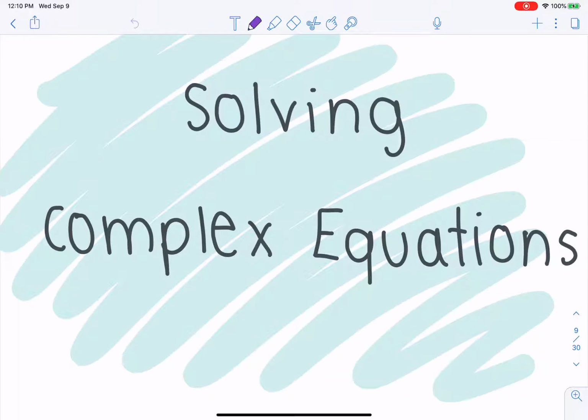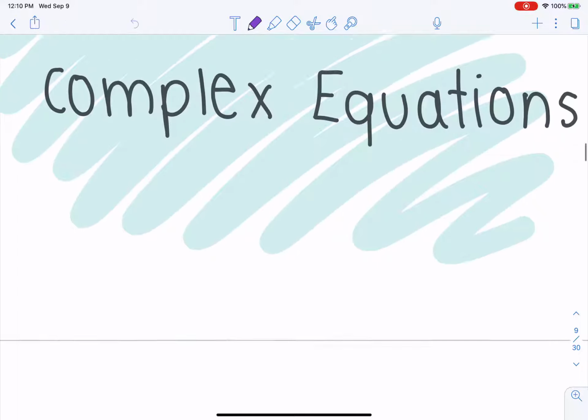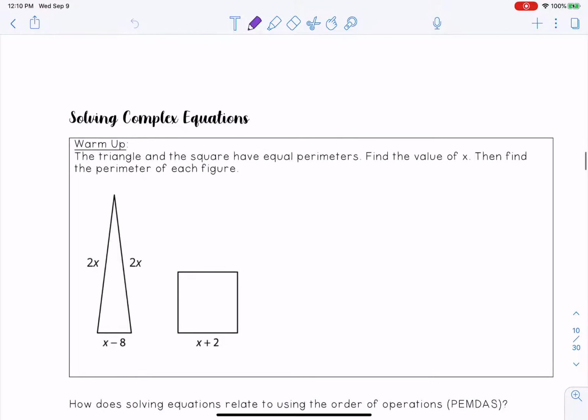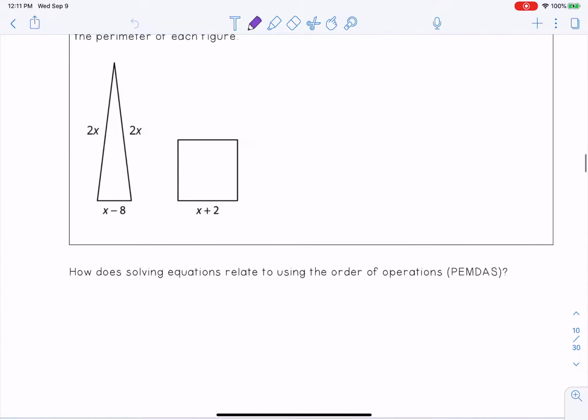In this video, we're going to be learning about solving complex equations. This video has both parts 1 and 2 included. So first, take some time to figure out this problem. And now we're going to ask, how does solving equations relate to using the order of operations?